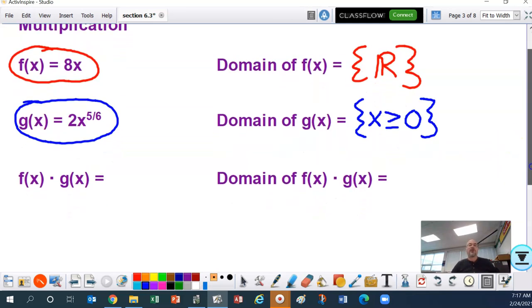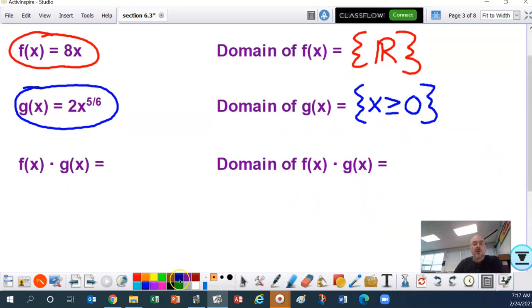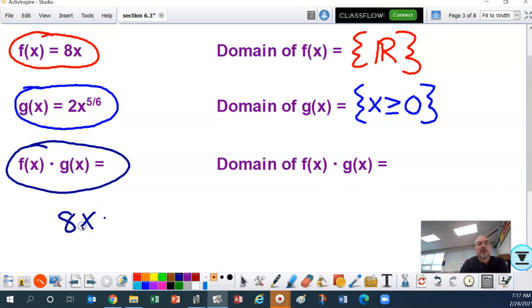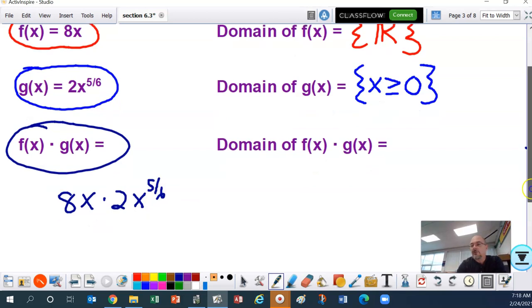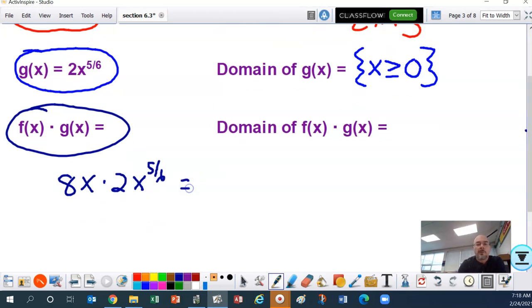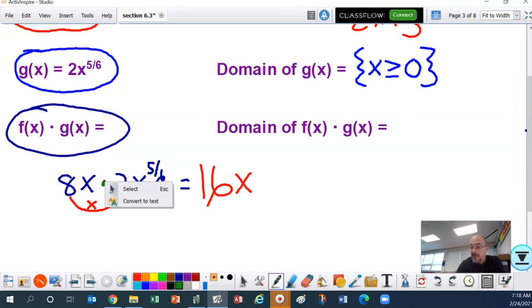All right, well, let's go ahead and multiply these together really quick. So let me take the 8x times the 2x to the 5/6 power. Now, folks, we're multiplying. So we take the two bases and we multiply them. 8 times 2 is 16x. Now, this is where we apply our exponent rules. It's a times sign between the bases, but we add the exponents together.